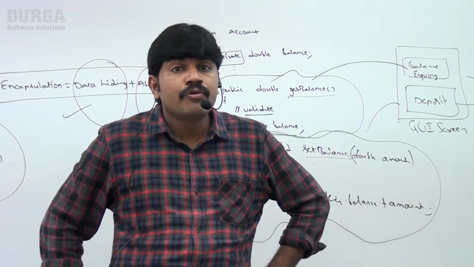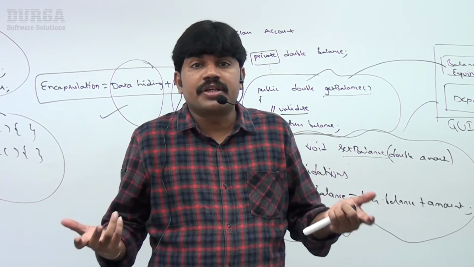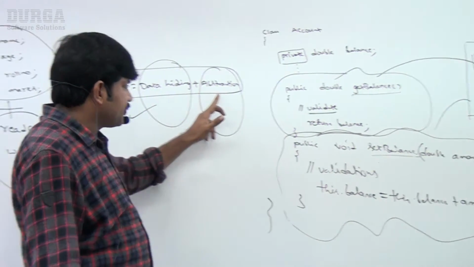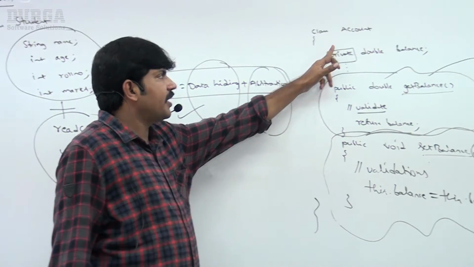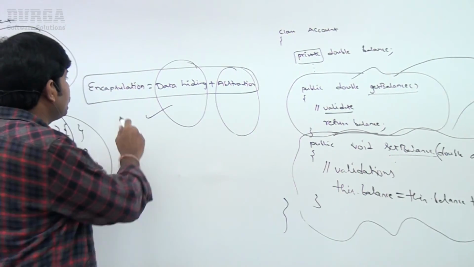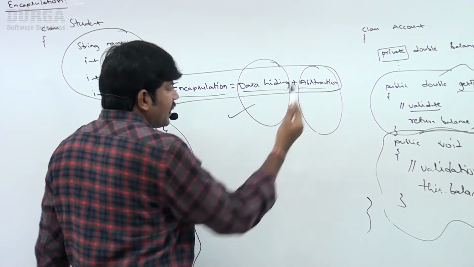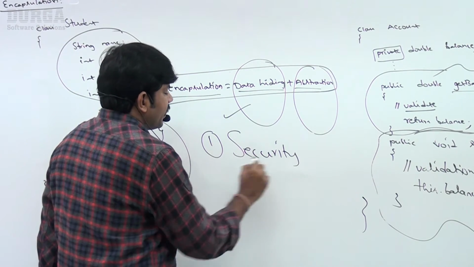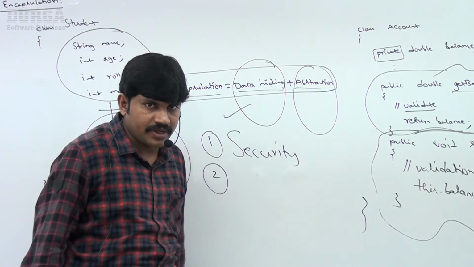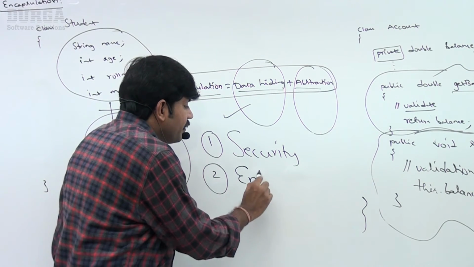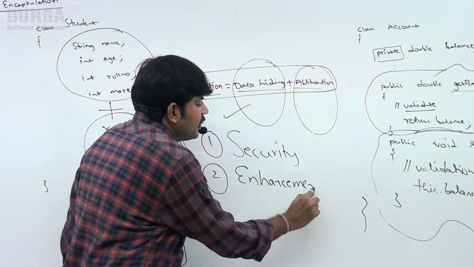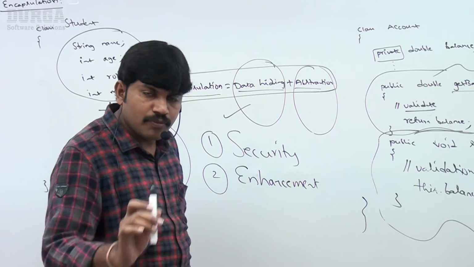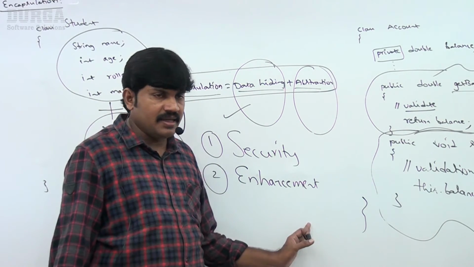What is the advantage of encapsulation? Whatever advantages are there for data hiding and abstraction, all those are advantages for encapsulation, because encapsulation is not a new word. It is the data hiding and abstraction only. That's why first one, security, we can get. Second one, enhancement will become very easy without affecting outside person. Without affecting outside person, we can perform any type of changes internally.